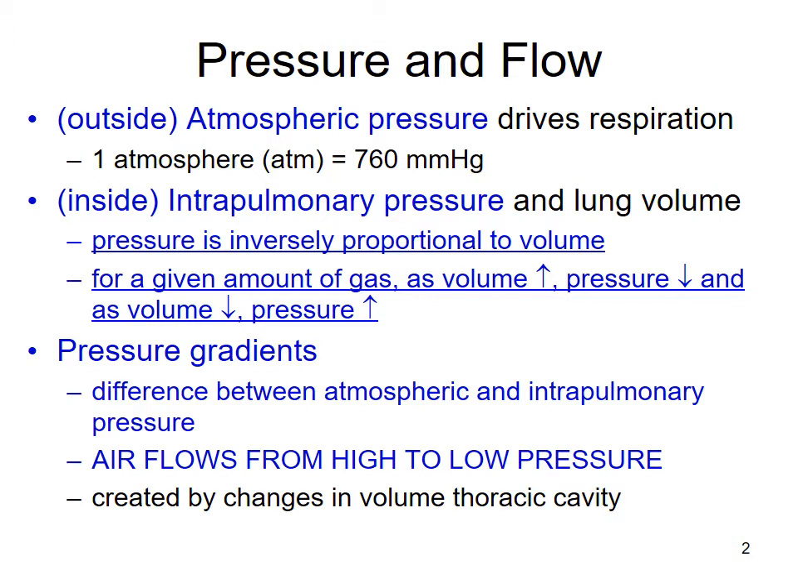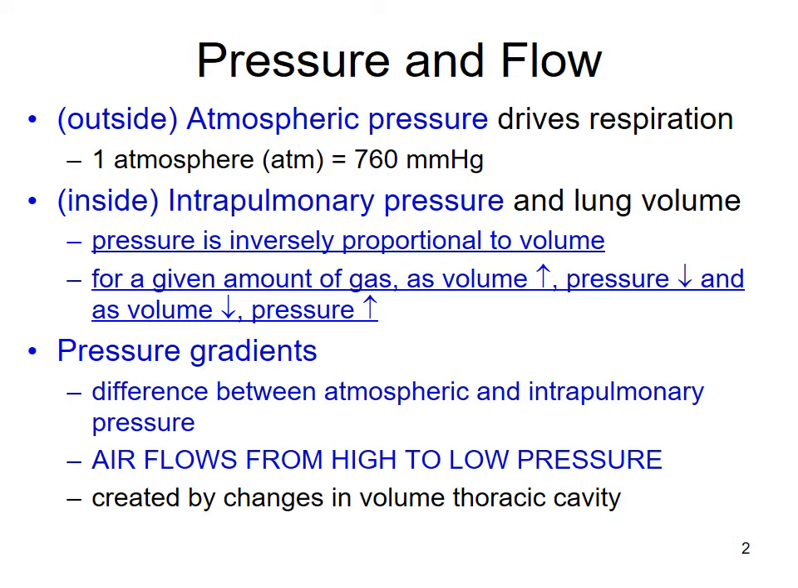We need a pressure difference between these two different environments, between the atmosphere on the outside and the pulmonary on the inside, in order for air to flow. And air will always flow from high to low pressure points. In addition to the pressure difference, the size or volume of the lungs will also help us generate different pressure points.